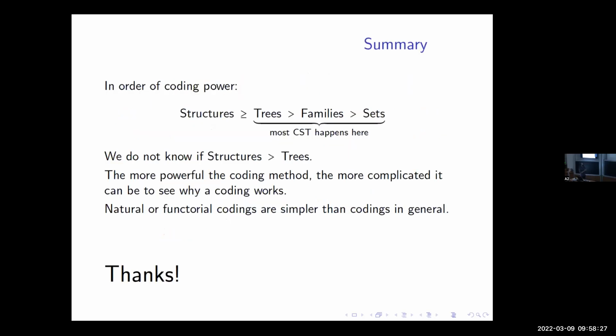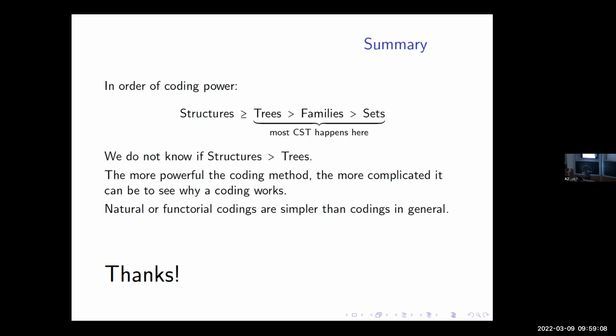Okay, so summary. What's the takeaway? There are these four things we think of as coding. In terms of coding power, structures are at least as powerful as trees. So there's this interesting question of whether structures and trees have the same power or whether structures are more powerful. And then trees are definitely more powerful than families, and families are more powerful than sets. Most computable structure theory happens in trees, families and sets. So I think there's something really interesting here: if structures and trees are different in power, what kinds of things can you explore in the area between the two? That's something we haven't looked at that much in computable structure theory, maybe.